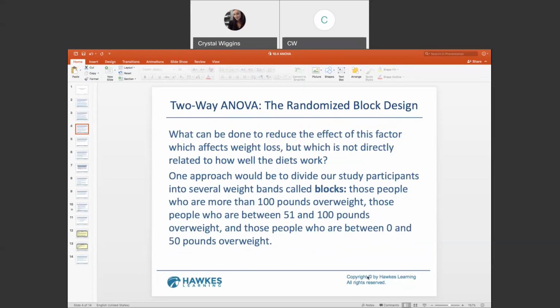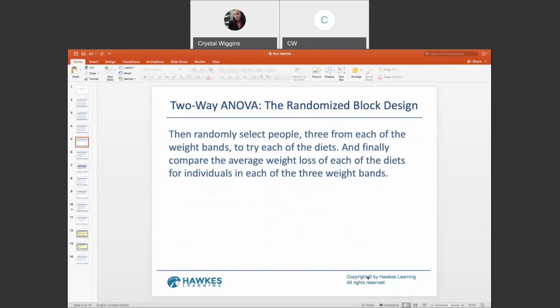One approach would be to divide our study participants into several weight bands called blocks. So those people who are more than 100 pounds overweight, another block for people who are between 51 and 100 pounds overweight, and the last block would be for those who are 0 to 50 pounds overweight. Then randomly select people, 3 from each of the weight bands or blocks, to try each of the diets. And finally, compare the average weight loss of each of the diets for individuals in each of the 3 weight bands.